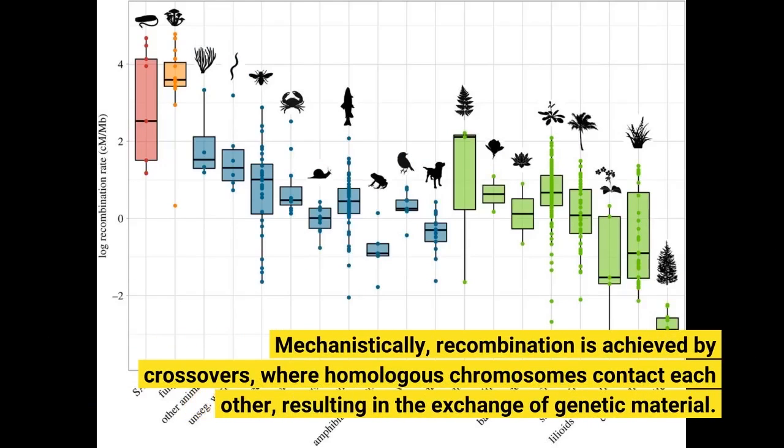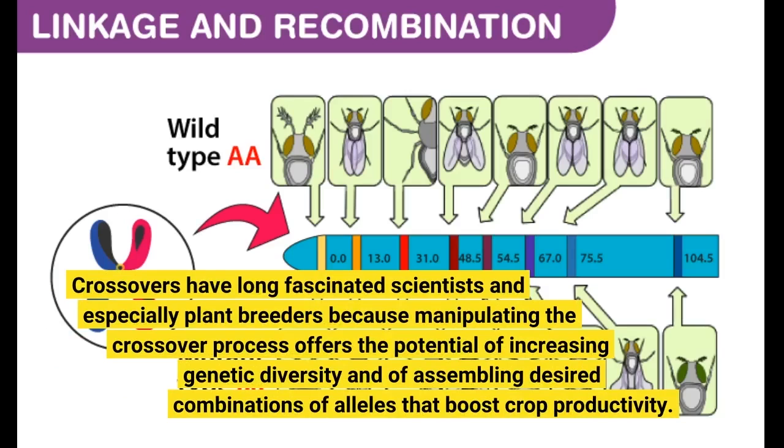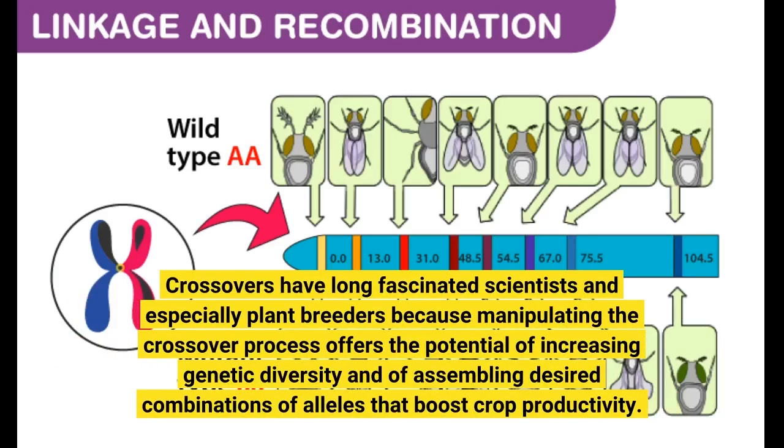Mechanistically, recombination is achieved by crossovers, where homologous chromosomes contact each other, resulting in the exchange of genetic material. Crossovers have long fascinated scientists and especially plant breeders because manipulating the crossover process offers the potential of increasing genetic diversity and of assembling desired combinations of alleles that boost crop productivity.